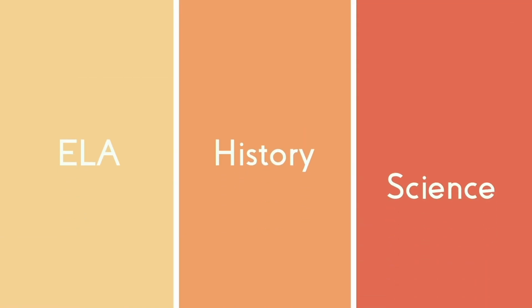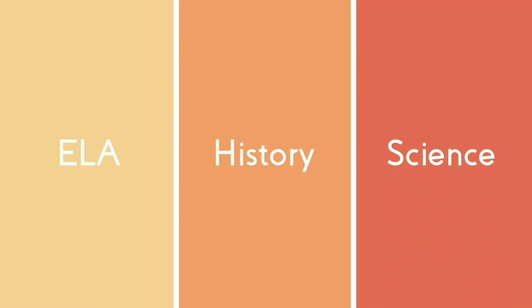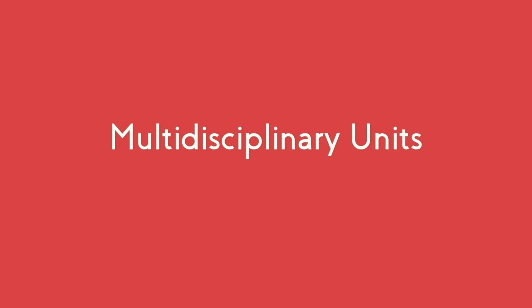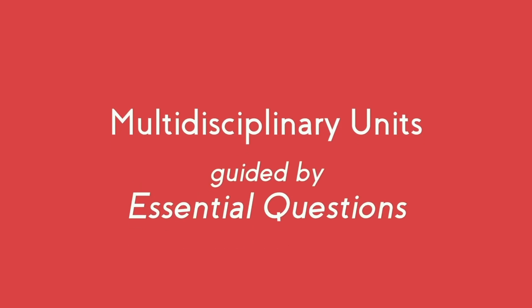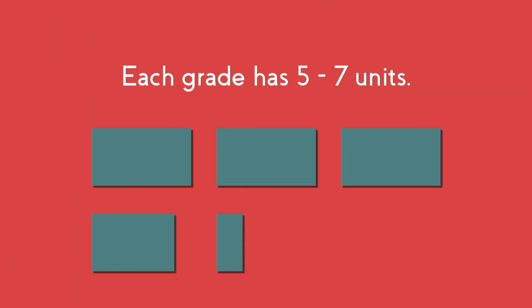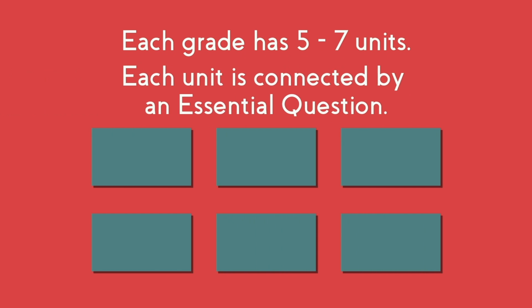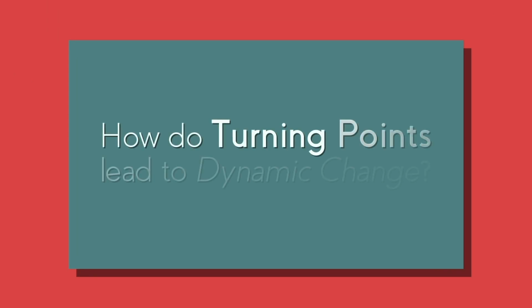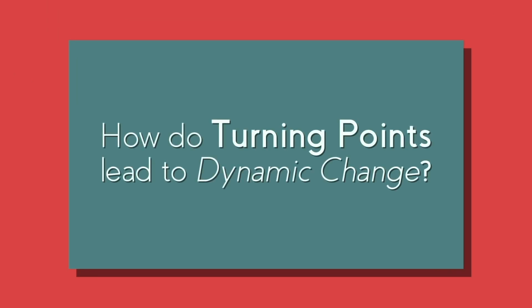Our new multidisciplinary units will remove the barrier between subjects by asking essential questions that guide student learning across multiple content areas. Every grade level is split into 5 to 7 units. Each unit is connected by an essential question that guides student learning throughout their day. For example, one essential question is, how do turning points lead to dynamic change?